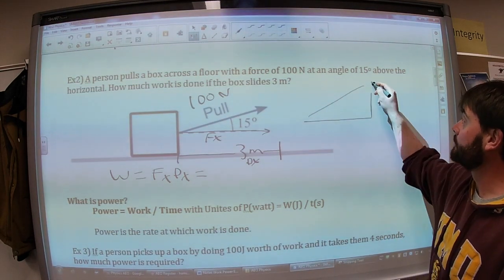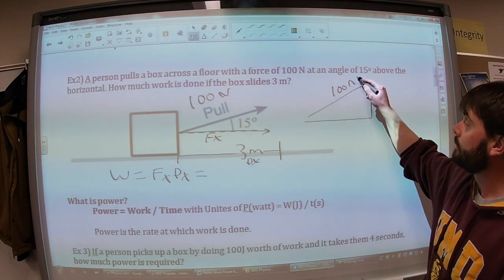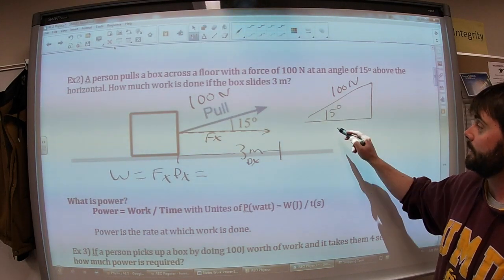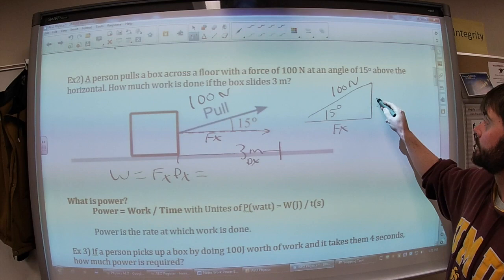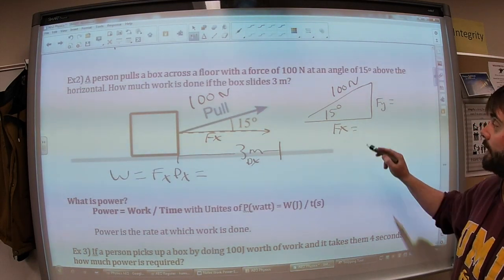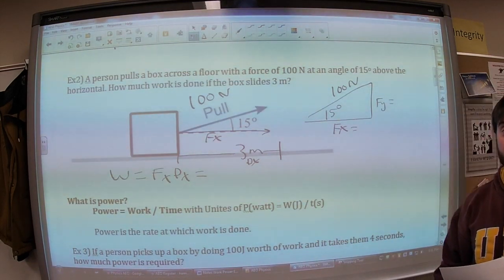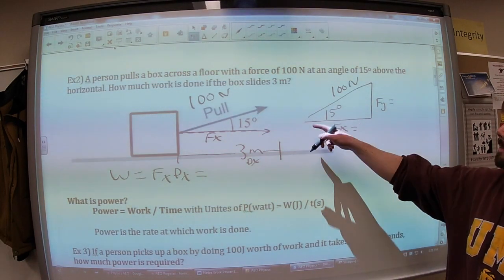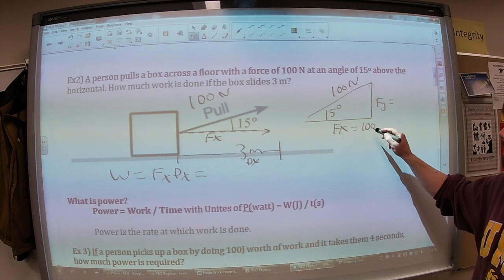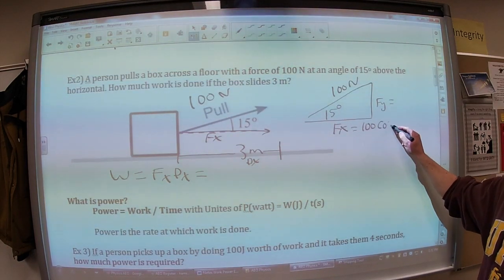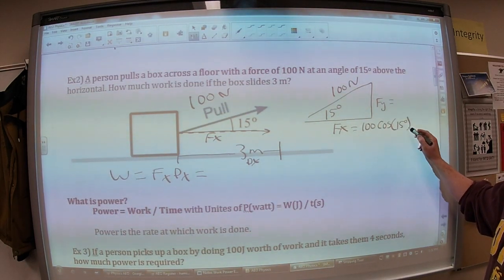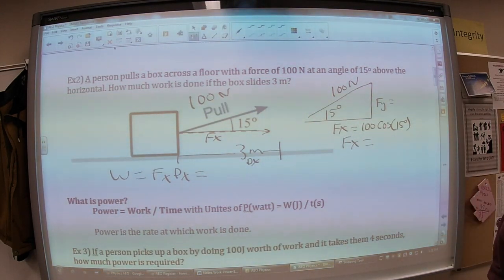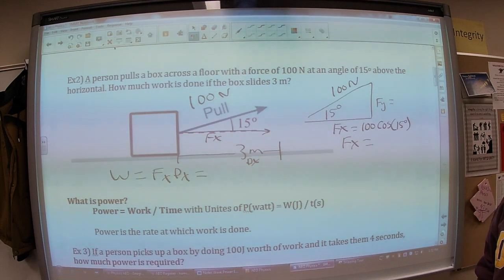So I'm going to just redraw the triangle. We've looked at this in the past. We'll say we have 15 degrees here. This is going to be our F of x, and this is going to be our F of y. We don't necessarily need to know our F of y, but we do need to know F of x. So the equation for this would be equal to the hypotenuse of 100 multiplied by the cosine of 15 degrees. If I plug this into a calculator, make sure you have it in degrees and not radians.